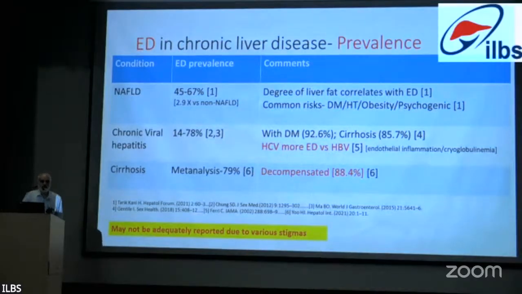Another study on chronic viral hepatitis, again 40 to 78%, more with diabetes, 92% if they have diabetes, more with cirrhosis, 85%. HCV had more as compared to HBV, and the reason was endothelial inflammation or cryoglobulinemia, which is more common in HCV. And a meta-analysis in patients with cirrhosis found that up to 80% of patients have erectile dysfunction. If it is decompensated, it could reach about 90%.